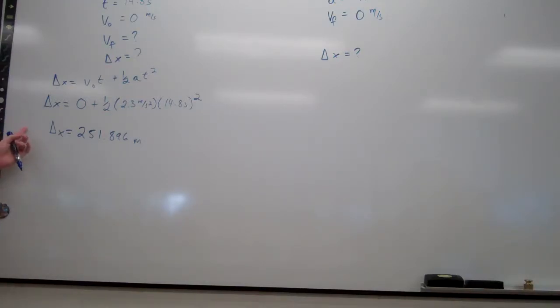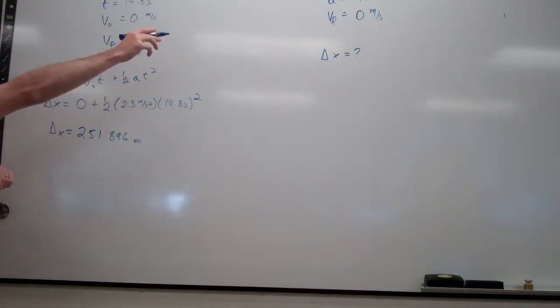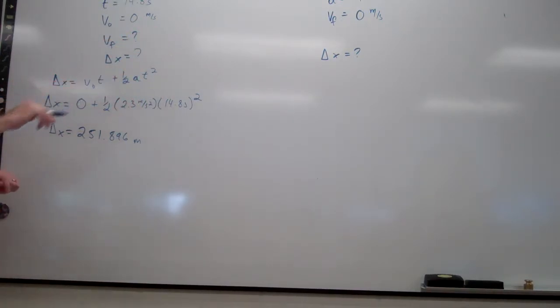What from part 1 is going to carry over to part 2? The final velocity for part 1 becomes what for part 2? The initial velocity. Does that make sense, everybody? So we're going to find the final velocity here, and then bring it over as the initial velocity for part 2, and then we can solve for delta x.